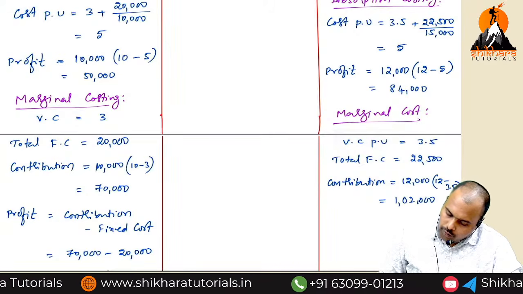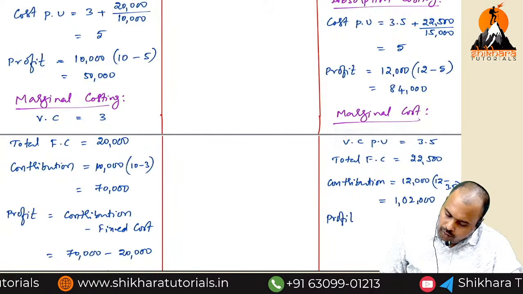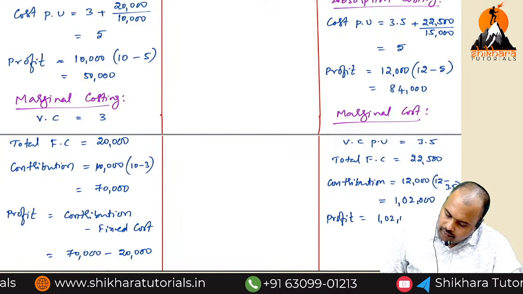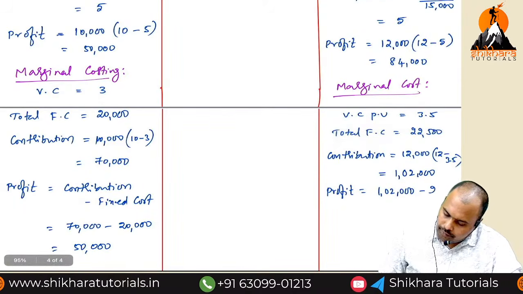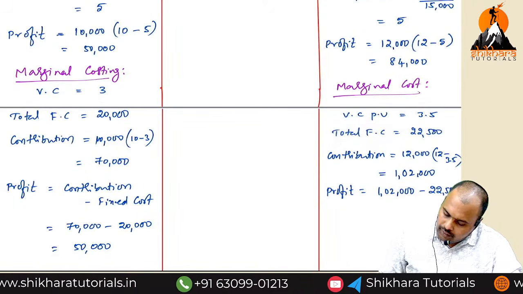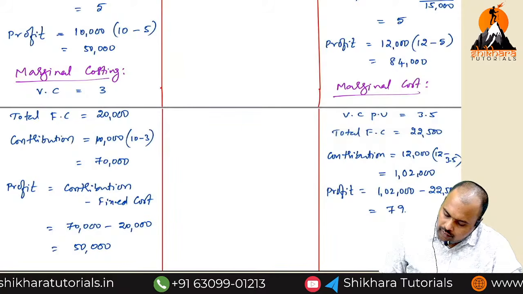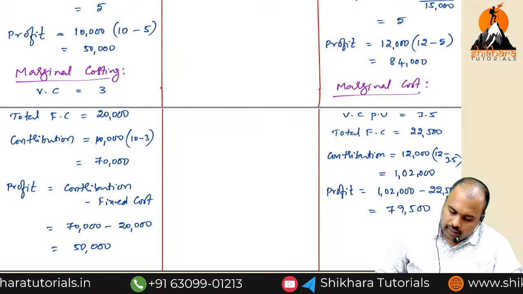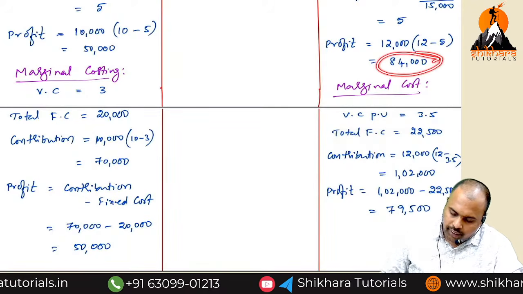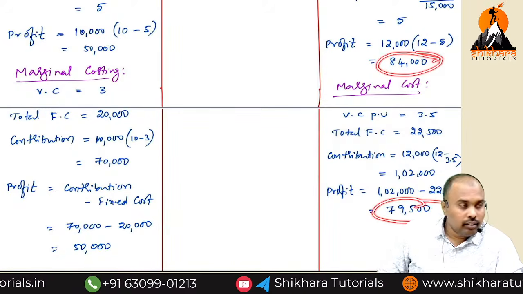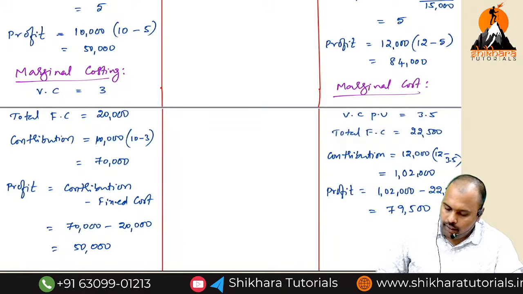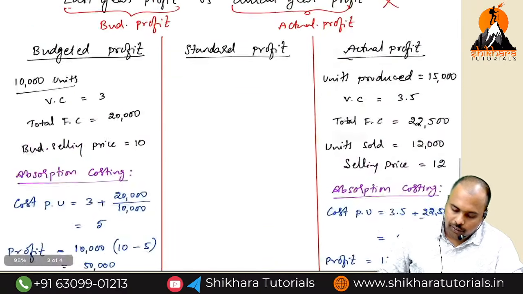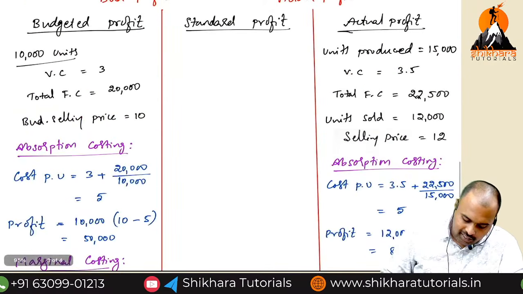How much will it be? 1,02,000. Now what is profit? Contribution minus fixed cost. Fixed cost is 22,500, which is 79,500. See, under absorption costing we got a profit of 84,000. Under marginal costing we got a profit of 79,500.